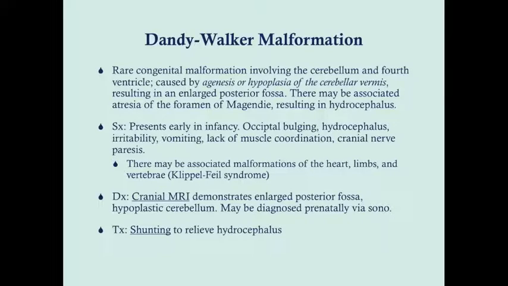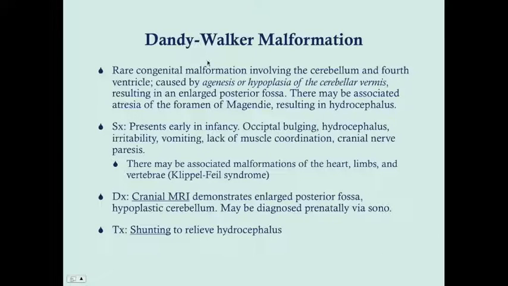All right, the Dandy-Walker malformation is very rare, but it's not rarely tested on the USMLE. They like to test this one. And it is a congenital malformation involving the cerebellum and the fourth ventricle. And the primary cause of this is agenesis or hypoplasia of the cerebellar vermis. So it's just the middle part of the cerebellum. And because you have agenesis and/or hypoplasia of the cerebellum, you're going to have a small cerebellum. The result of that is that you're going to have an enlarged posterior fossa. And it's just enlarged because you have more room there.